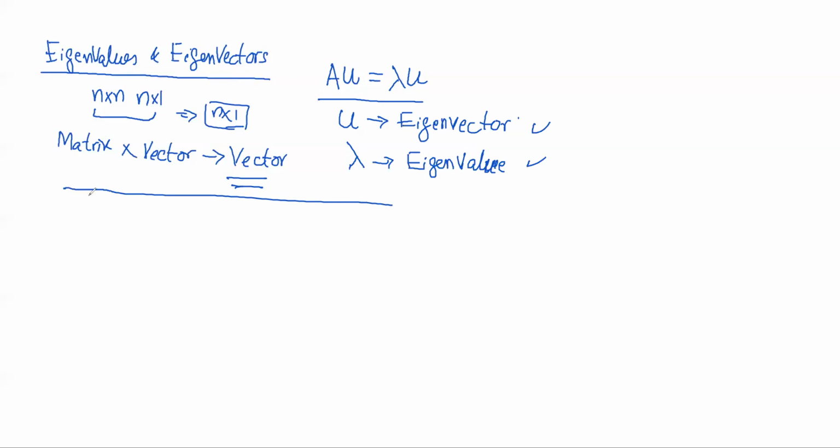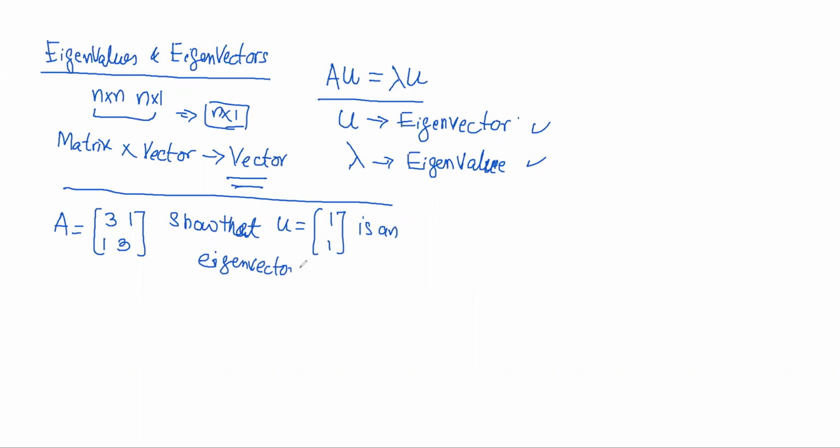As an introduction, suppose A is the matrix 3, 1, 1, 3. Show that U equal to 1, 1 is an eigenvector. How can we show that U is an eigenvector associated with this matrix? As you can see from this relationship, we just have to multiply A by U, and see whether we can pull a constant scalar quantity out of the result. So 3, 1, 1, 3 multiplied by 1, 1.